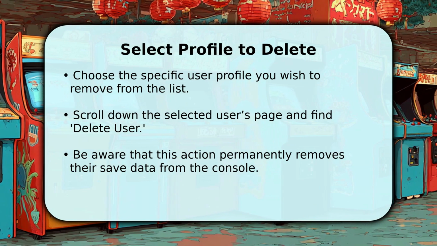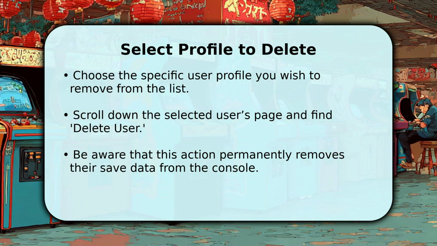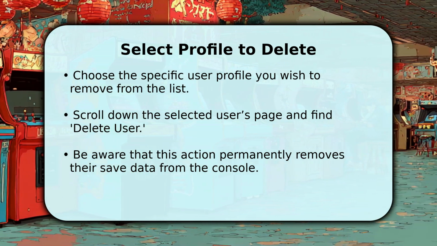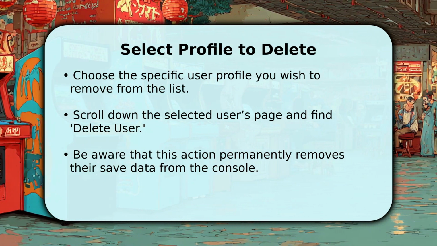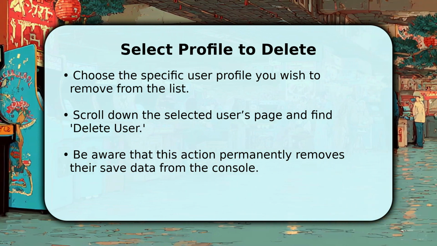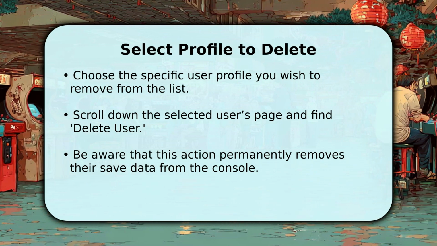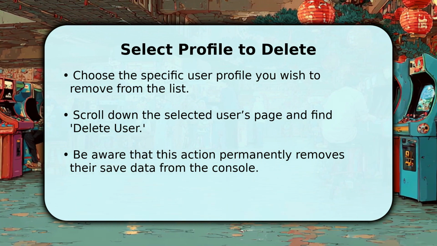Now, within the Users menu, you will see a list of all the accounts on your Switch. Carefully select the specific user profile that you want to delete. On that user's page, scroll all the way down until you find the Delete User option. Remember, deleting a user will permanently remove their game save data from your console, so choose wisely.